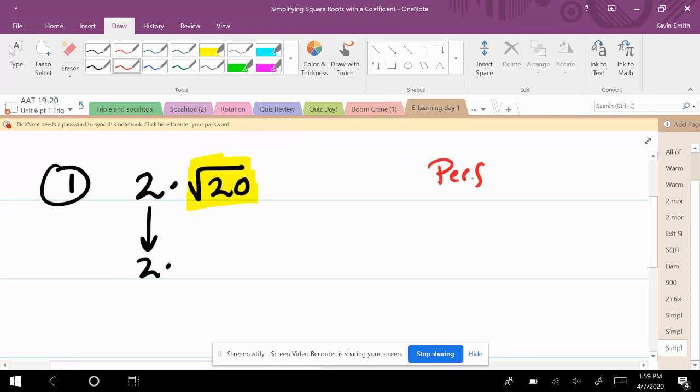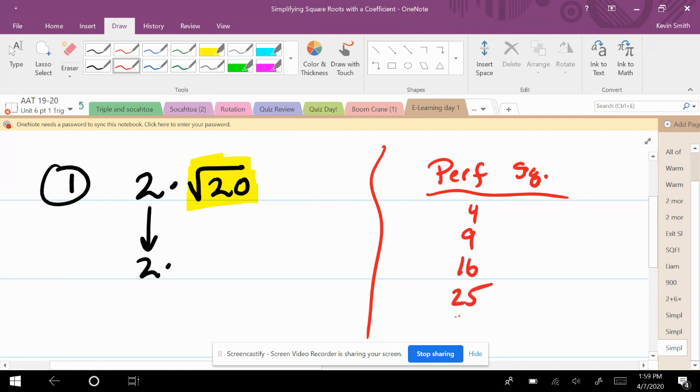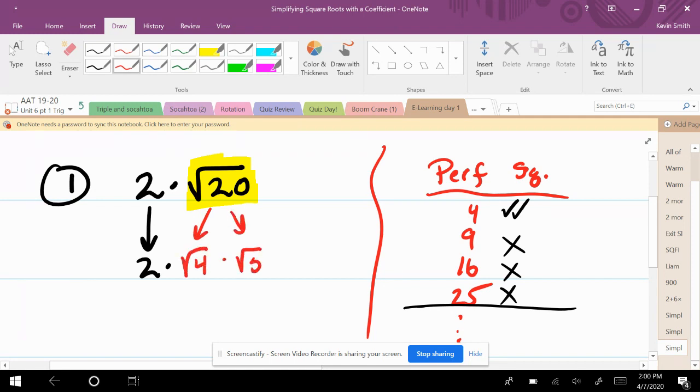Again, I always like to write out my perfect squares. So let's see, I've got 4, 9, 16, 25, yada, yada, yada. We'll stop there. Let's see, does 25 divide into 20? No way. Does 16 divide into 20? No way. 9? Nope. 4 does, though. So we can break up square root of 20 into the square root of 4 times the square root of 5.